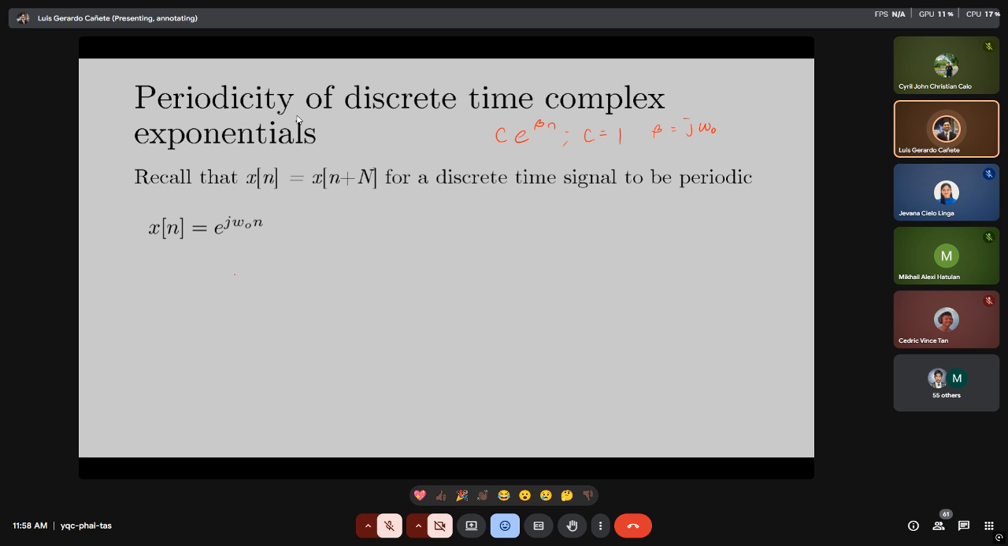Now this does have some strange behavior that you just don't have in the continuous time case. What I mean by that is that if I have an exponential signal in terms of continuous time, so e to the j omega o of t, we know that this is really nothing more than something like that, right?